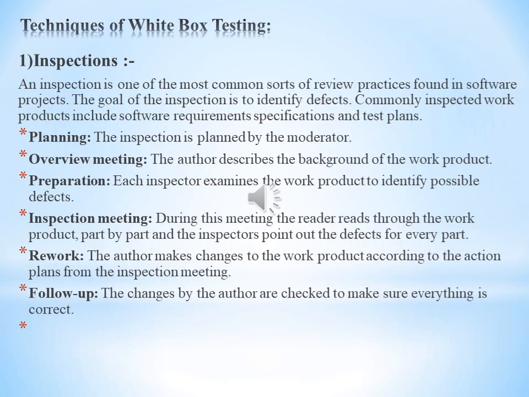Techniques of white box testing. The first is inspection. Inspection is one of the most common sorts of review practices found in software projects. The goal of inspections is to identify defects. Commonly inspected work products are software requirements, specification and testing. Planning, overview meeting, preparation, inspection meeting, rework and follow-up. These topics are included in the inspection.